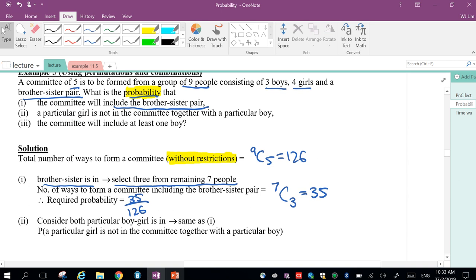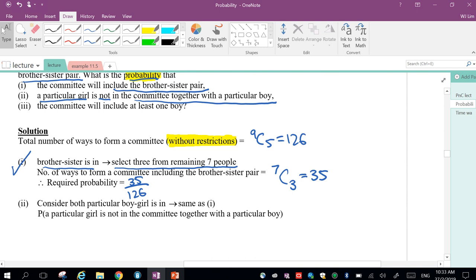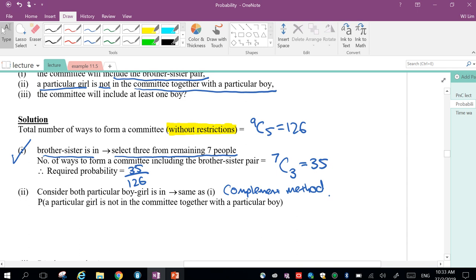Okay, so this is for part 1. So far so good? Okay, so let's move on to part 2. A particular girl is not in the committee together with a particular boy. I remember going through this with you using the complement method. Okay, so let's read. If I use the complement method, what case I don't want? The particular boy and particular girl is inside the committee, right? This is what you don't want.